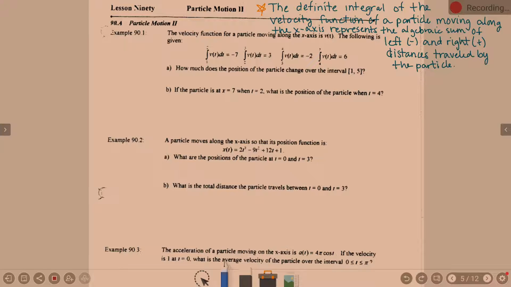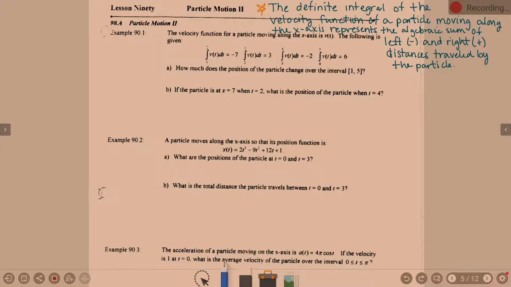Now, I had written up here, sorry, kind of sloppy. Could you read it? Yes. But I was trying to write it quickly this morning. As we talk about particle motion, we're talking about acceleration, velocity, position, our derivative integral relationships there, right?